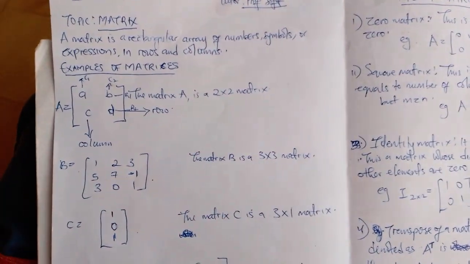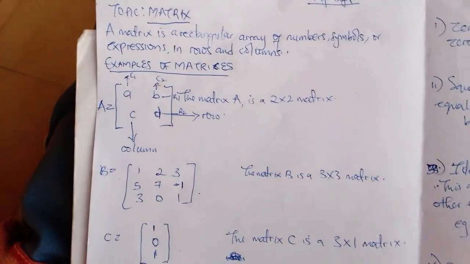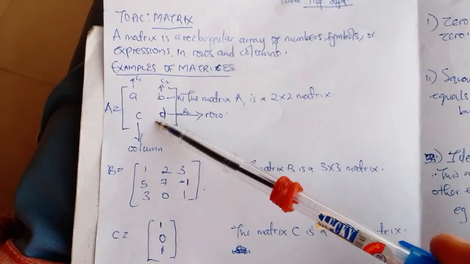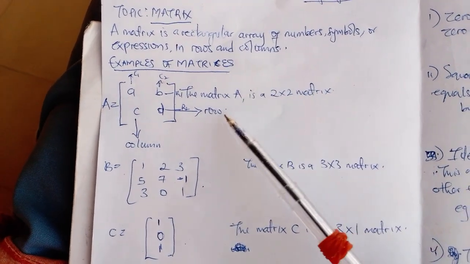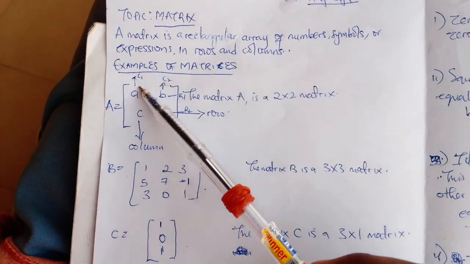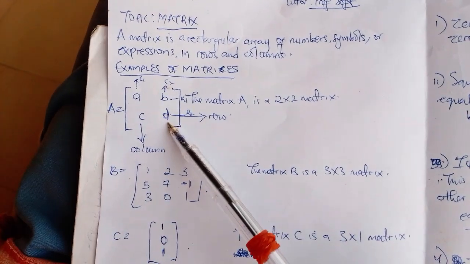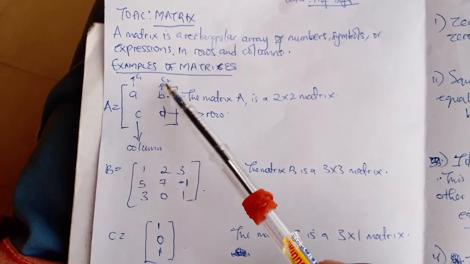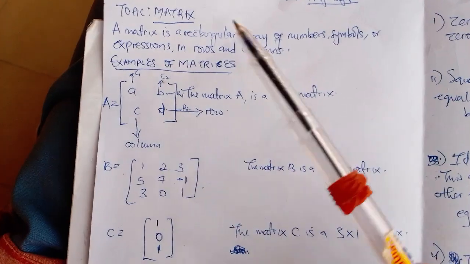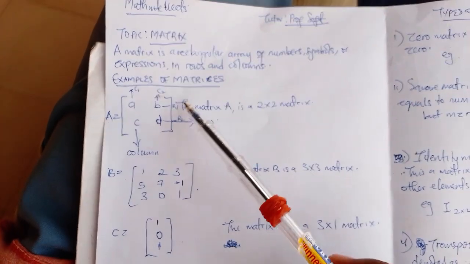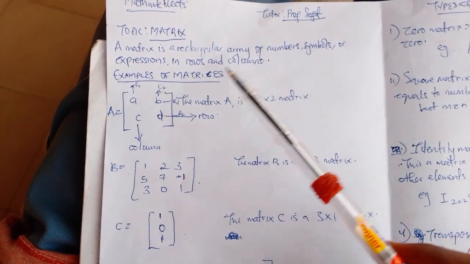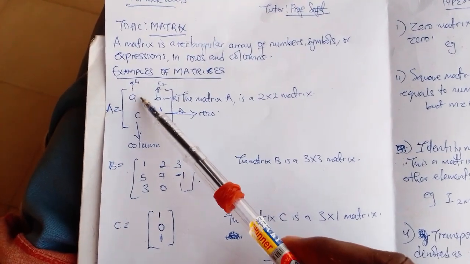All right, let's look at examples of matrices now. For matrix A, this is an example of a matrix, and matrix A is a 2 by 2 matrix. Now, these are the columns. This is column 1, this is column 2. So if you are asked to identify the columns here, this is column 1 and this is column 2, and also this is row 1 and this is row 2. And this is also a 2 by 2 matrix.